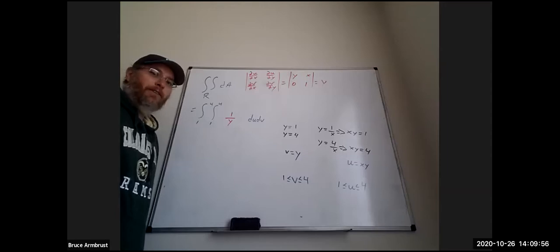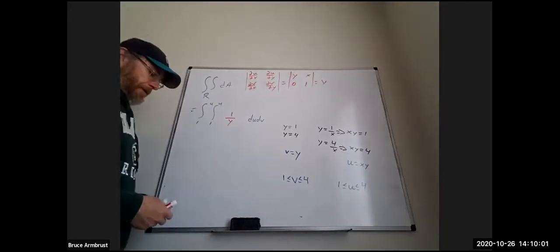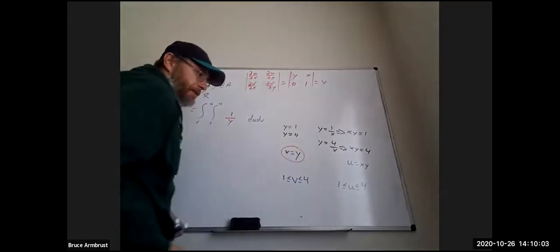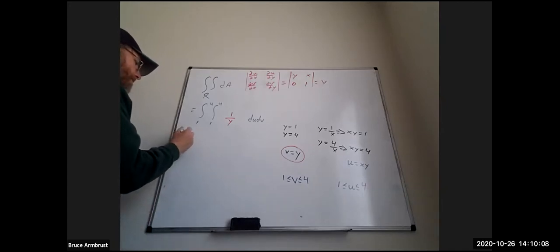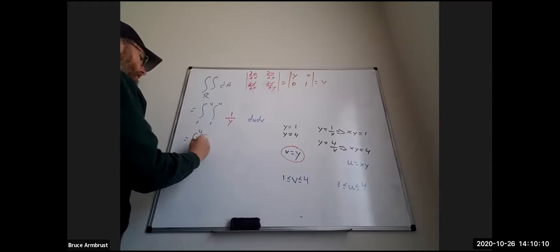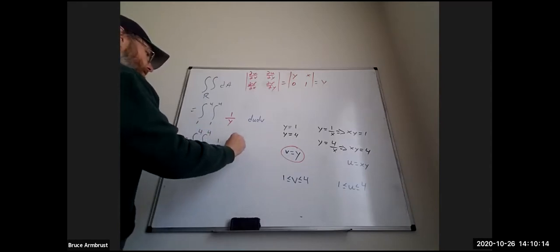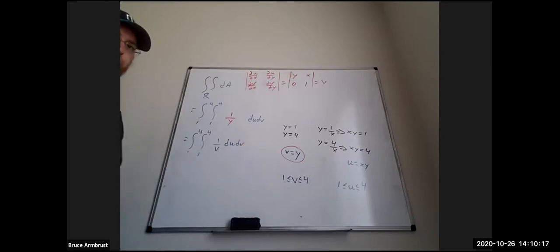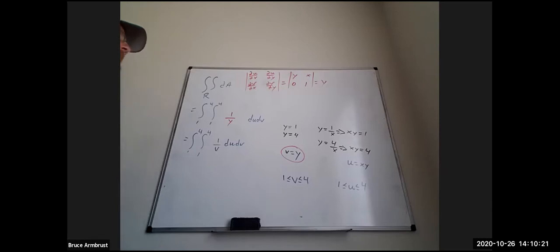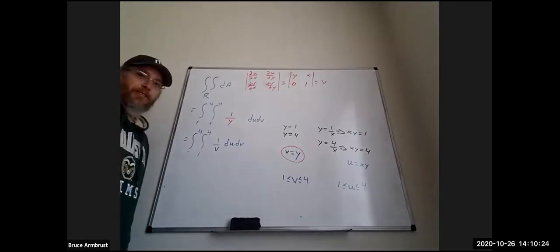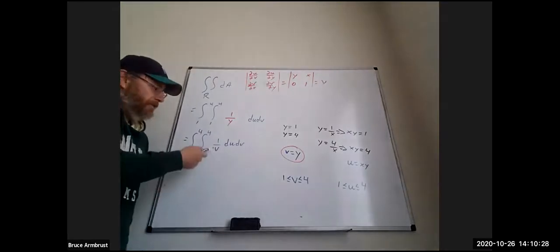So I need y in terms of u and v, and Victor just threw it into the chat. y is equal to v, right here. So this thing became the integral from 1 to 4, integral from 1 to 4 of 1 over v du dv. So whatever the integral was originally, it now just looks like this.